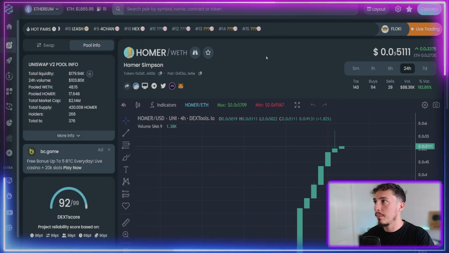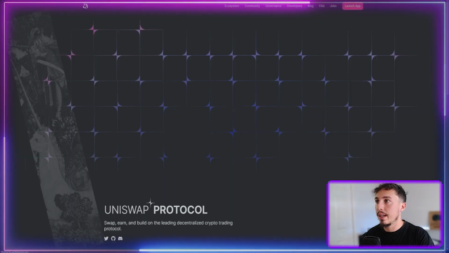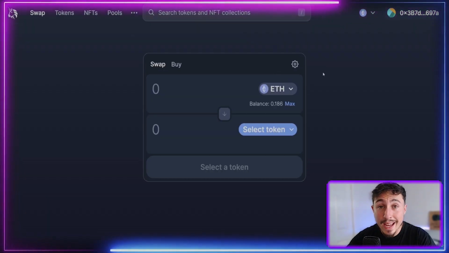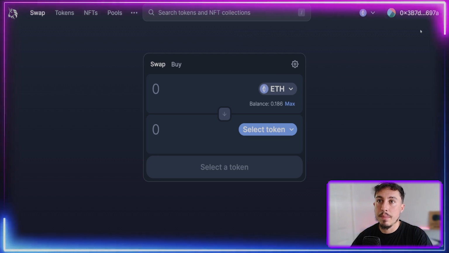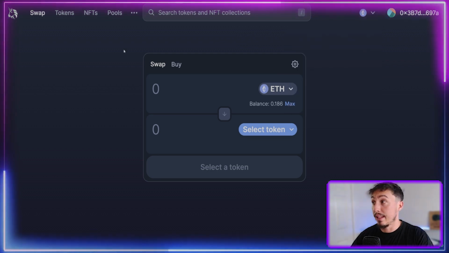This is where the MetaMask comes into play, because you'll effectively go to Uniswap right here, you'll click the launch the app button. This will pop up the screen here. You connect your MetaMask wallet. As you can see, I've connected mine in the top right corner. You can change the ecosystem if you want to. That's very important as well.